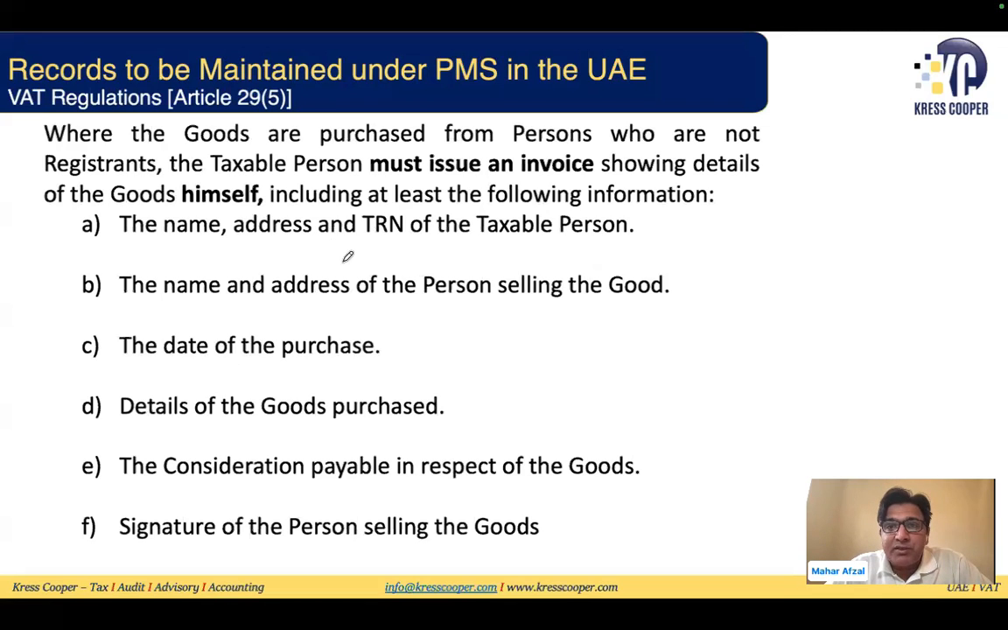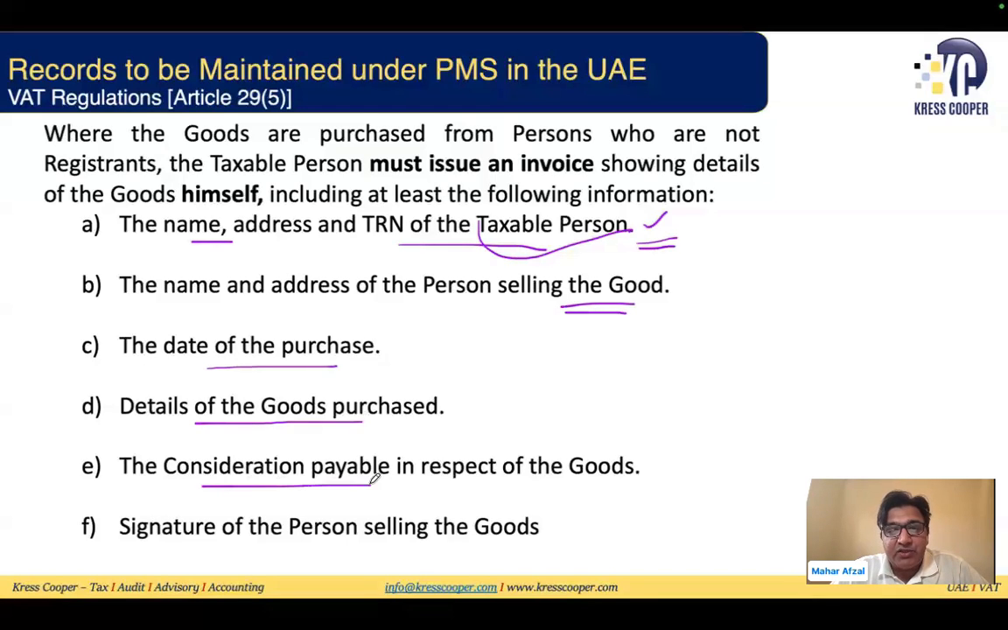So when the goods are purchased from a person who is not registered, for example a car company buying the goods from an individual, the taxable person must issue an invoice showing details of the goods to himself. The car company buying the goods from the individual needs to issue the tax invoice for itself, including at least the following information: name, address, TRN of the taxable person, who is basically the buyer, the car company. Name, address of the person selling the goods, the seller. Date of purchase, detail of the goods purchased, consideration payable, and signature of the person who is selling the goods. You need to issue an invoice.